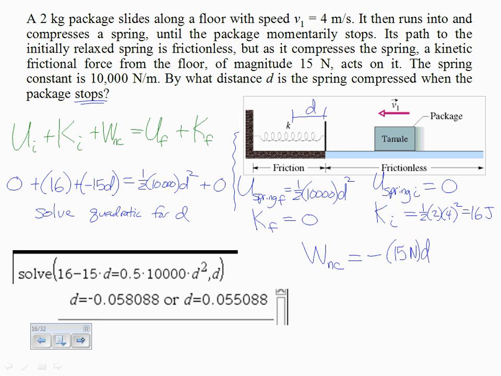I have here the answer. If you use your CAS and use the solve feature, you get that the distance, we want the positive answer, so the distance that it compresses is 0.055 meters, or about 5.5 centimeters. Again, this is a very strong spring. 10,000 newtons per meter would be about the strength of a garage door spring. So it's not going to compress very far, even though this box was moving 4 meters per second, or about 8 miles an hour.